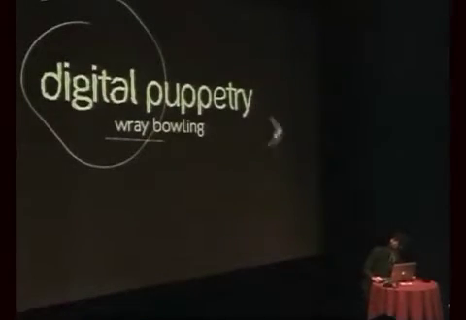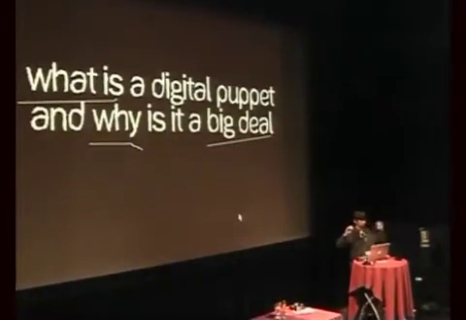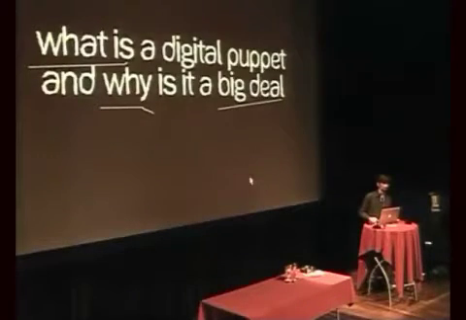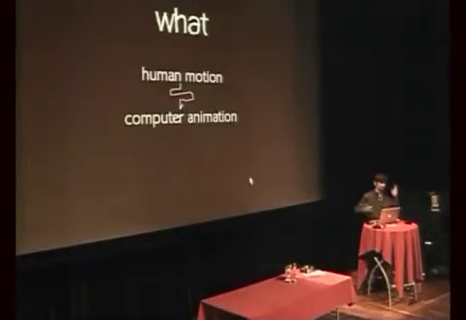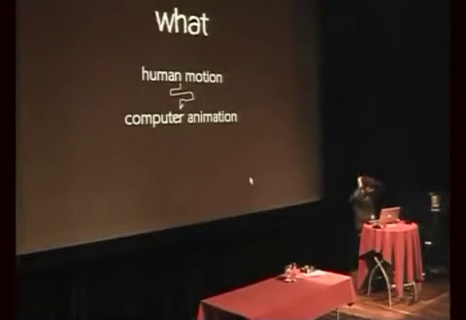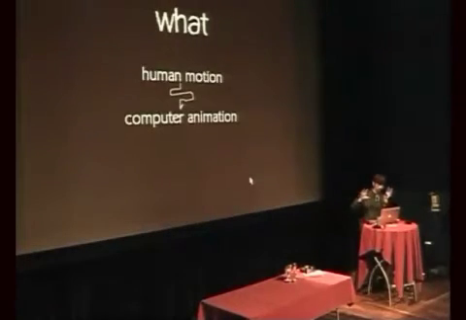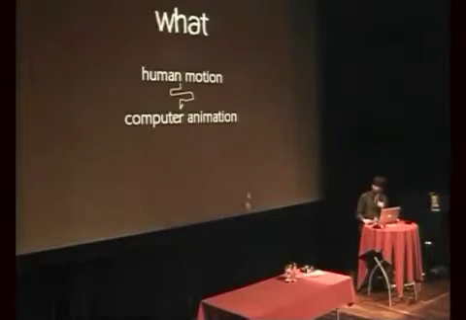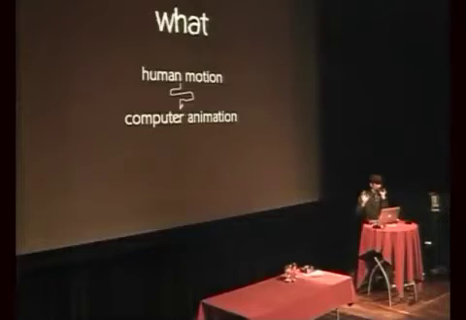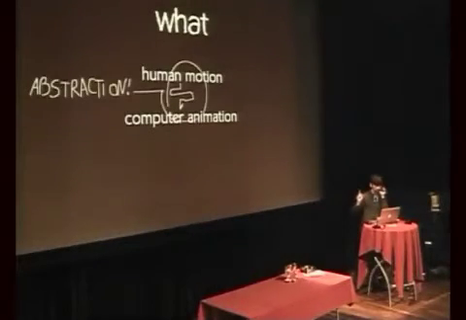Okay, so the first question you're probably asking is, what in the world is a digital puppet, and why is it a big deal? This is the question we're going to answer right now. The what is this. You have human motion that's being converted into computer animation. And there's a squiggly arrow here in the center because there's something special that happens in between that makes digital puppetry puppetry: its abstraction.